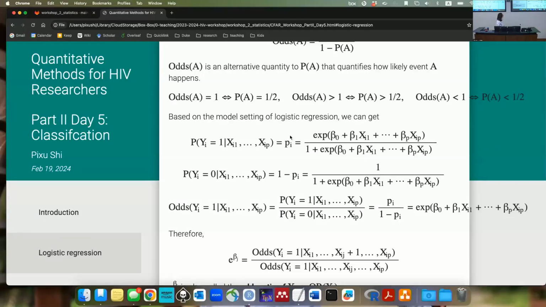So this is our definition. The probability of the event is this x-shaped transformation of the linear equation. And then 1 minus the probability is going to be this value. If you take the ratio of these two, the denominator disappears. You only have the numerator here. And this is the odds.